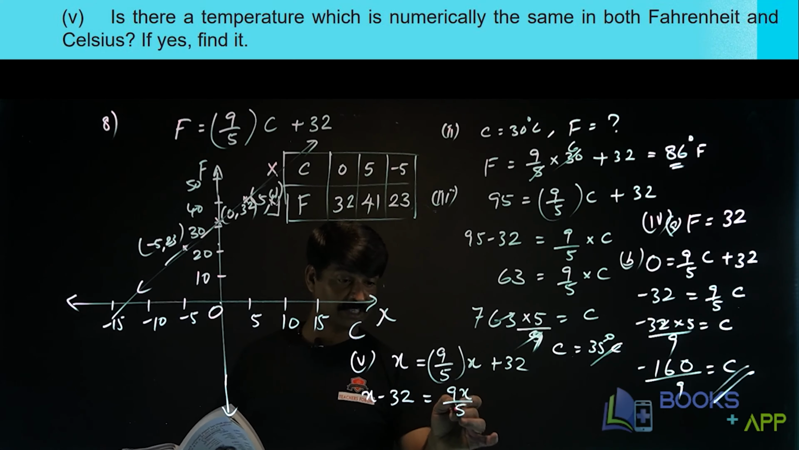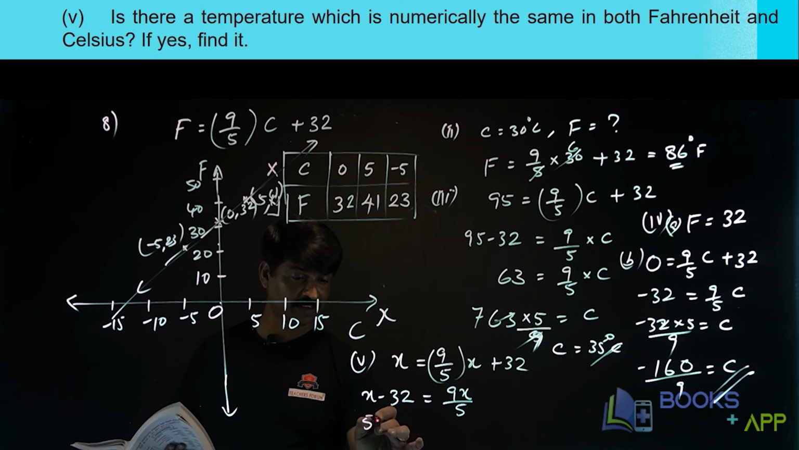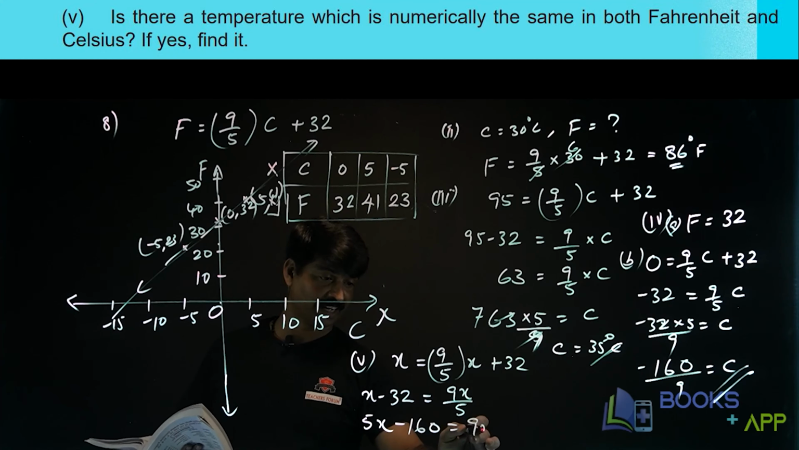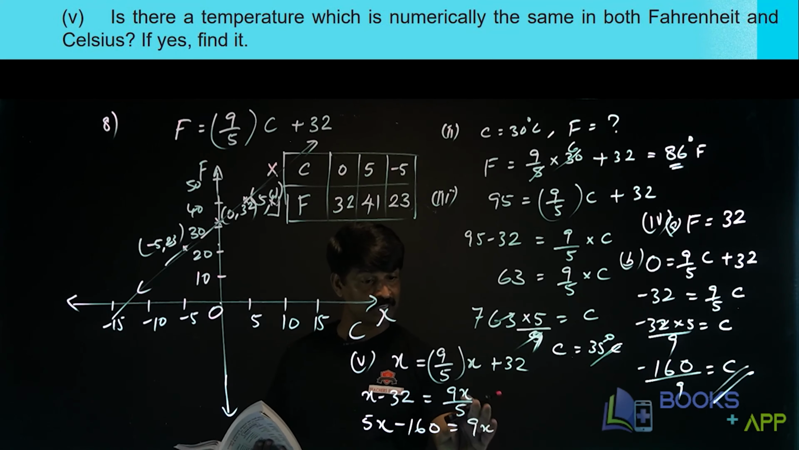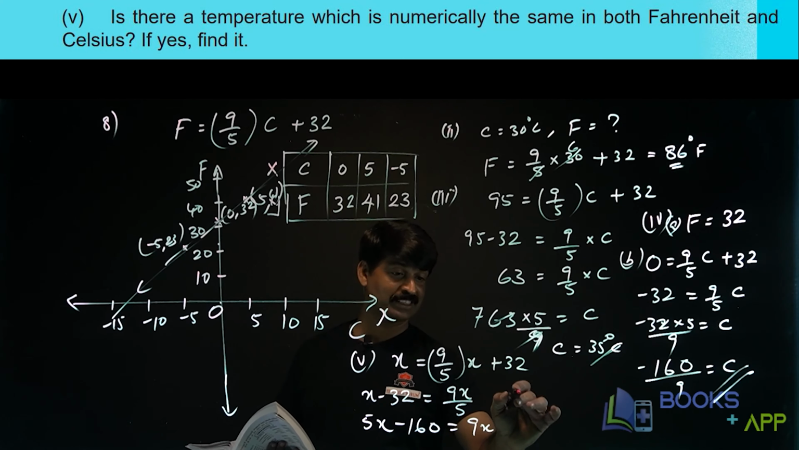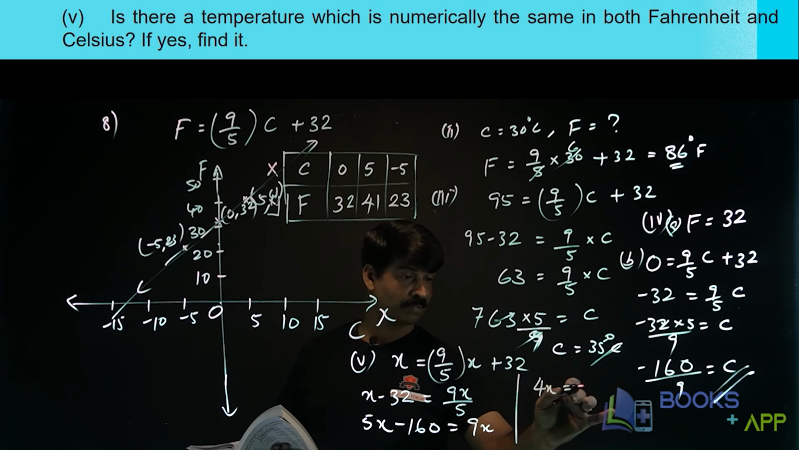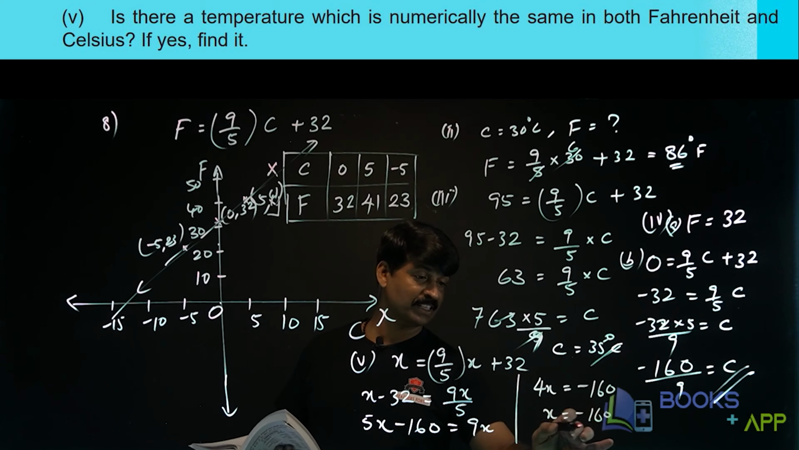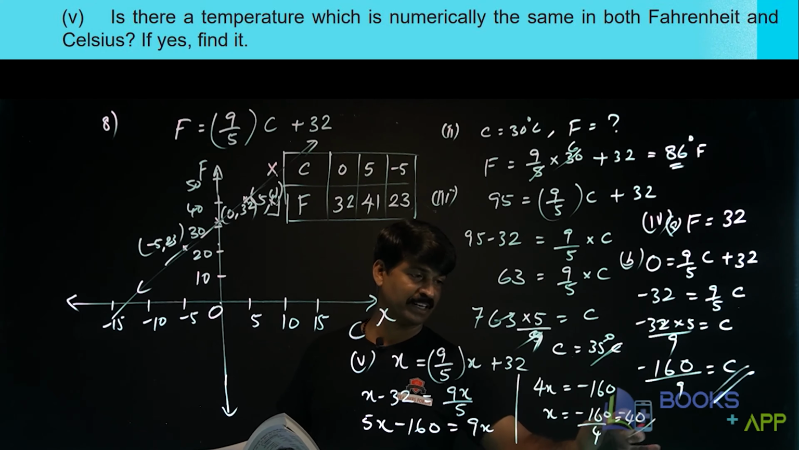Now you should cross multiply 5 with this LHS. So 5 into X becomes 5X. 5 into minus 32, 5 2s are 10, 5 3s are 15 plus 1, that is minus 160, is equal to 9X. Now what you have to do? Yes, take 5X to the other side. So it becomes 9X minus 5X. What is that, 9X minus 5X? That is 4X is equal to minus 160. Then what is X, children? X is equal to minus 160 by 4. That is 4 4s are 16, isn't it? So you get minus 40.